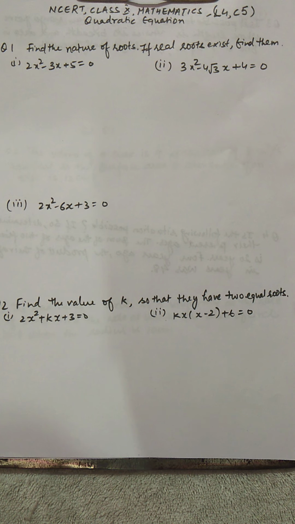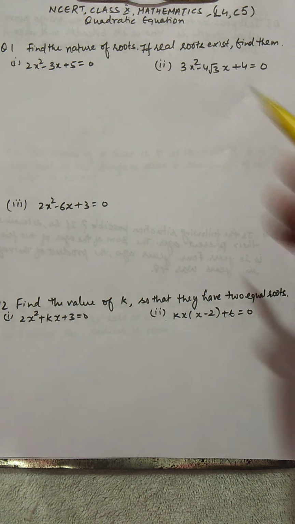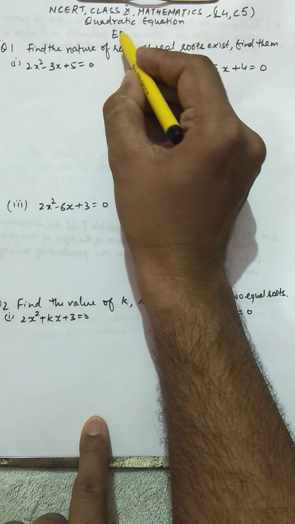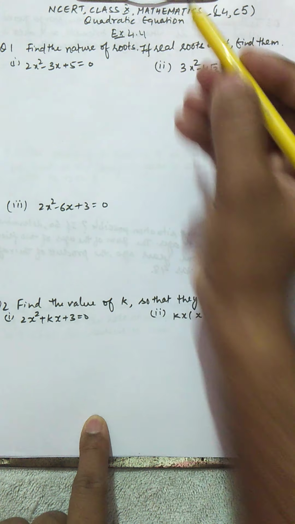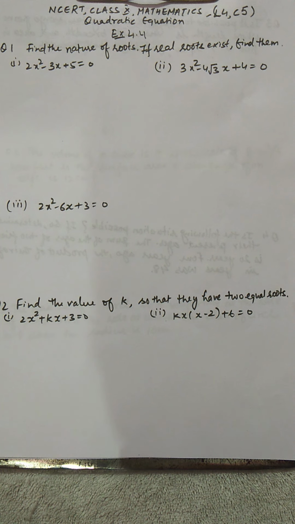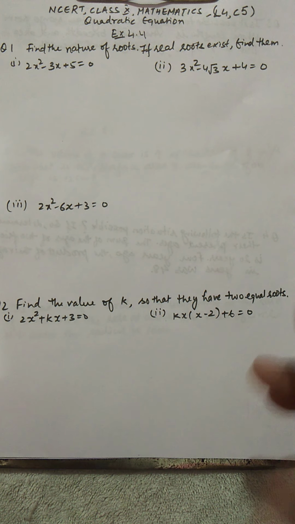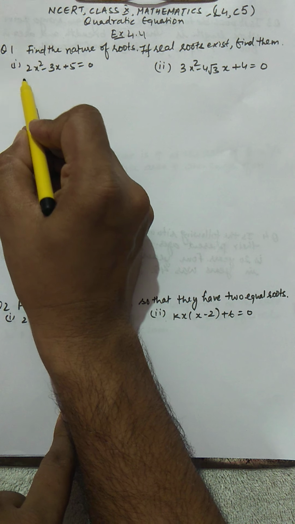After doing the quadratic formula, now we are going to solve problems of the next exercise, which is 4.4. So the first question is: find the nature of roots. If real roots exist, find them. The nature of roots, that we have discussed already in the previous class, is based on D. So first we find D.